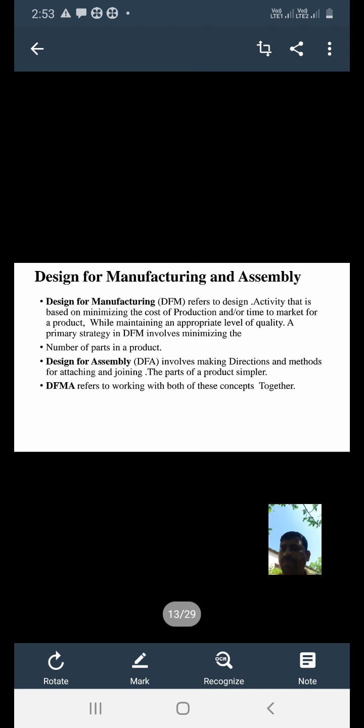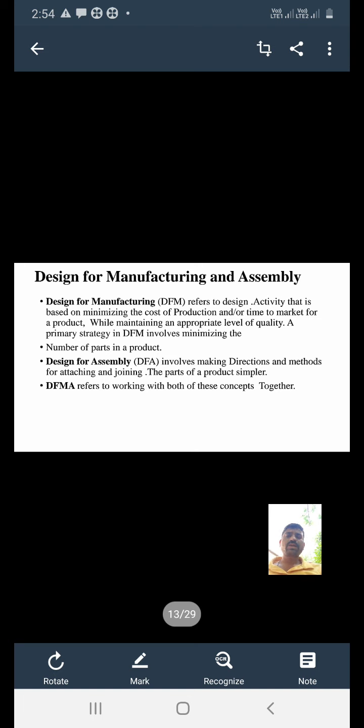Then the next part is design for assembly, and design for manufacturing and assembly. What is design for manufacturing? Already we have seen in the practical hours what DFM and DFA are. Both things we have seen. For design for manufacturing, you can make one PPT. This is given in your syllabus. You should make the PPT on this assignment topic. These topics are included. We have already covered them, but I will repeat the topic here.